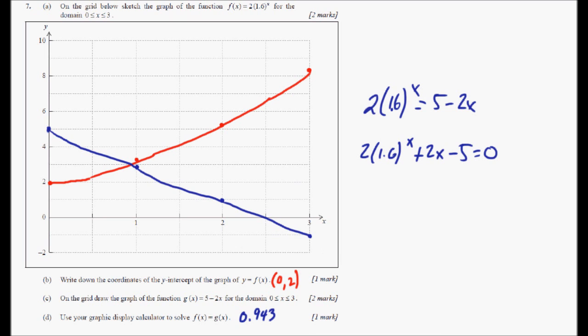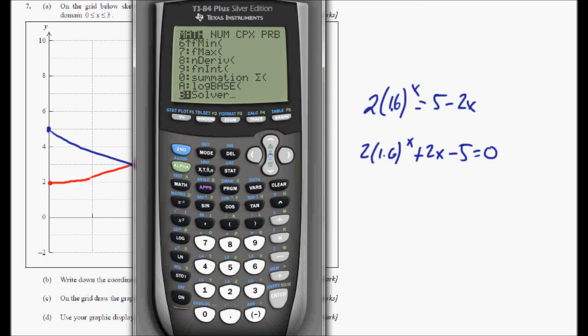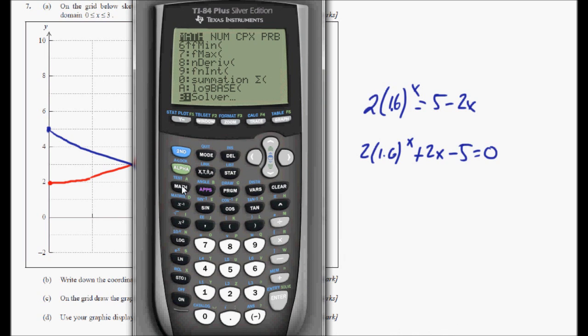Okay. Now you can also enter this in the calculator as well. Especially with exponential functions, it's really good if you know how to use a solver. So let me move it over so I can see. Okay, so what did I do there?